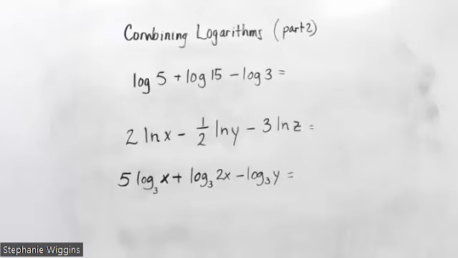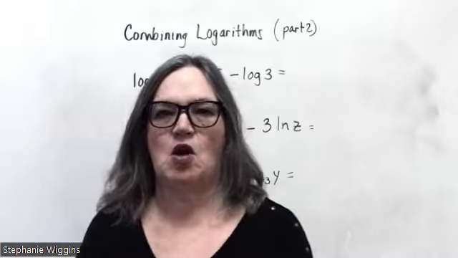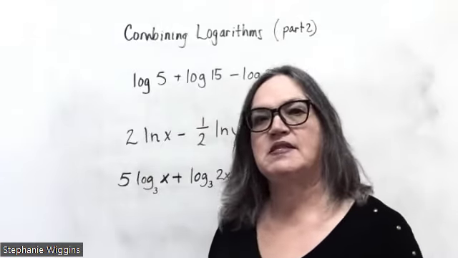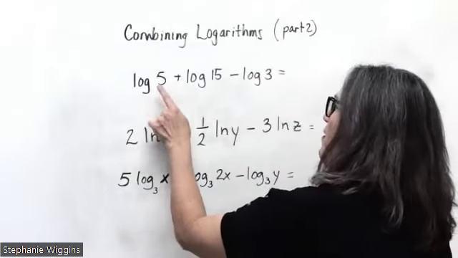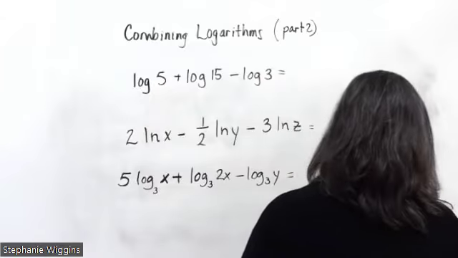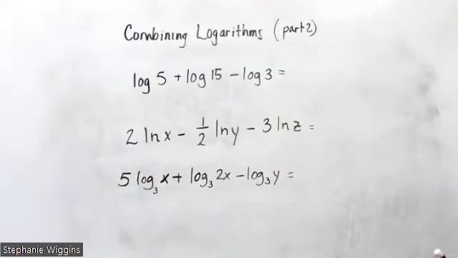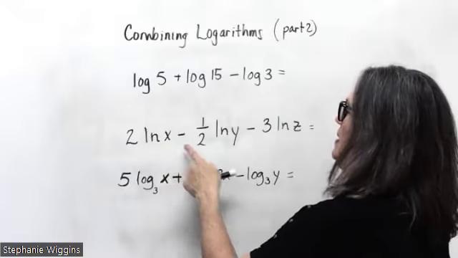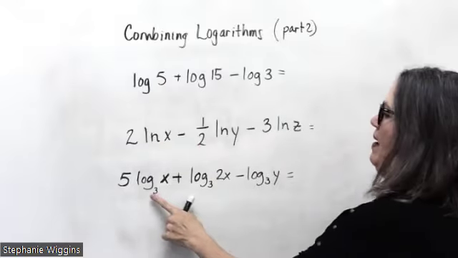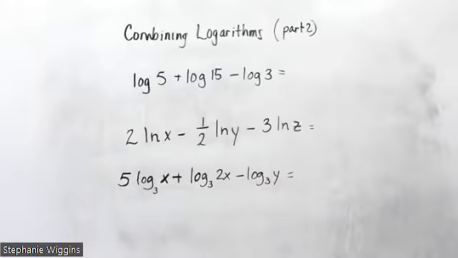So, more examples of combining logarithms. The first thing you want to make sure is that you have the same base on all your logs. You can't combine them unless the base is the same. So here we have base 10, that's understood to be base 10. And here we have base e for each term. Here we have base 3 for each term. So I can go ahead and combine these.